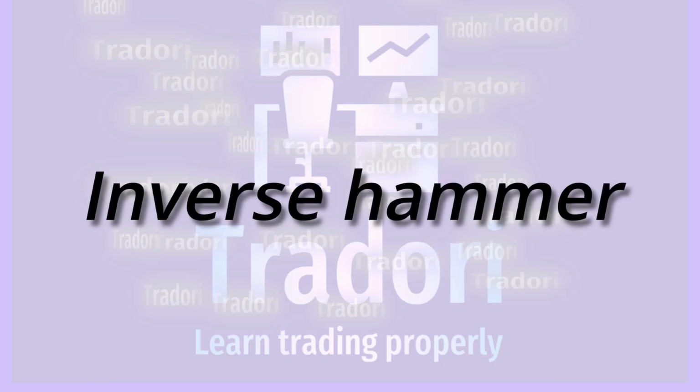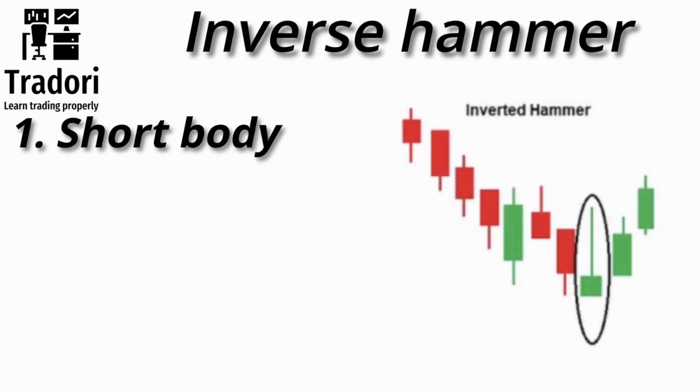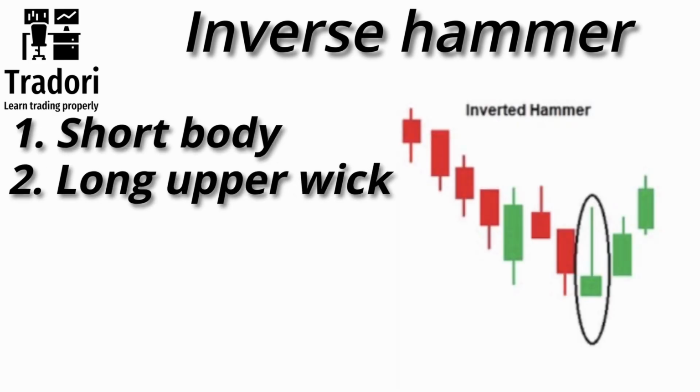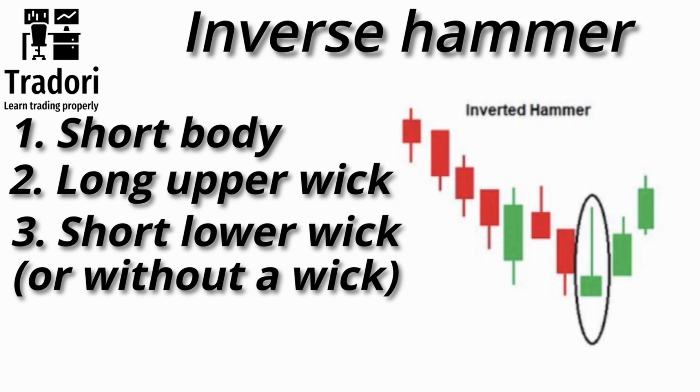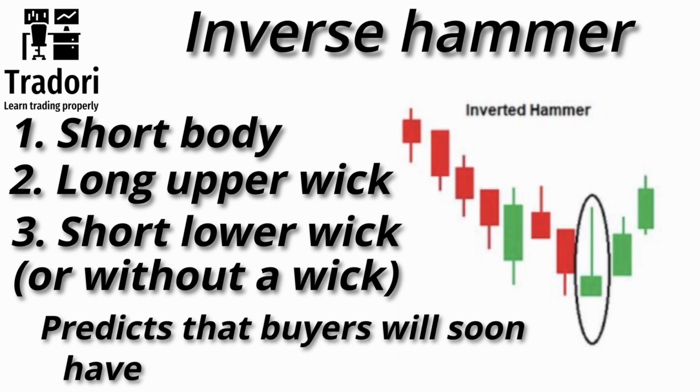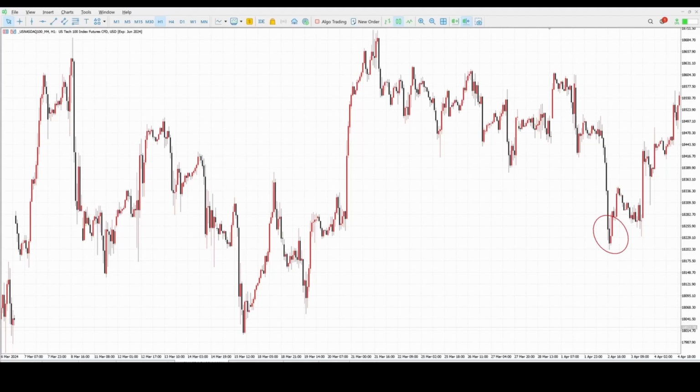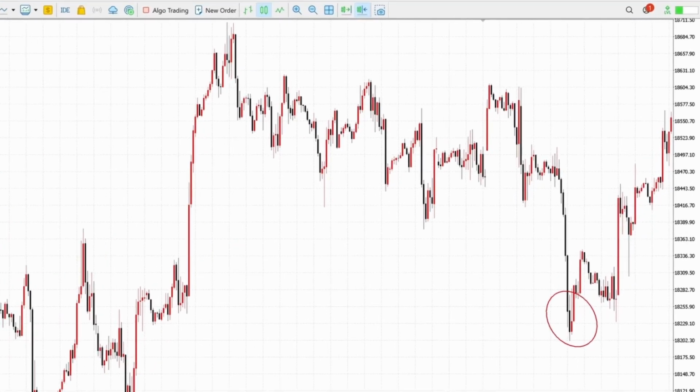Inverse hammer. A similar bullish pattern is the inverted hammer. The only difference being that the upper wick is long while the lower wick is short. It indicates a buying pressure, followed by a selling pressure that was not strong enough to drive the market's price down. The inverse hammer predicts that the buyers will soon have control of the market. Let's get to the chart. As you can see down here, this red candle has a longer upper wick while the lower wick is short, which afterwards leads to the price pullback.